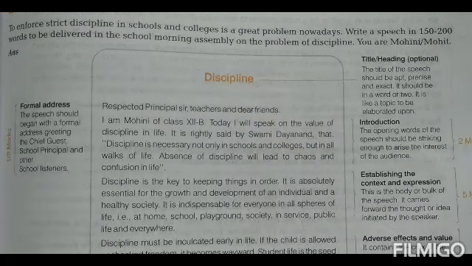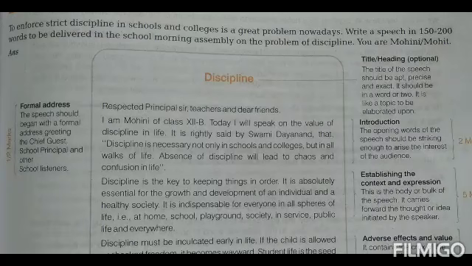Now, you should write the title or the heading. The title of the speech should be apt or precise, in order to arouse the reader's or audience's interest. After the heading or the title, now comes the formal address. So the speech should begin with a formal address greeting the chief guest, school principal, teachers, and other audience.